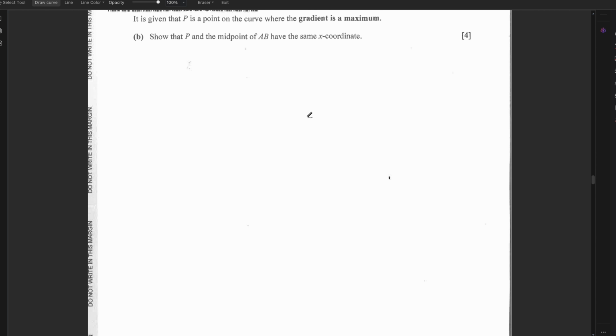Part B of question 9. It is given that P is a point on the curve where the gradient is a maximum, so that P and the midpoint of AB have the same x coordinate. Realize that they only talk about x coordinates, so we can just simply write what we have. X is negative half, A is negative half, and YA. I'm not going to write or calculate the y for point A and point B, so I'm just going to write it like that first. 1/3, YB.